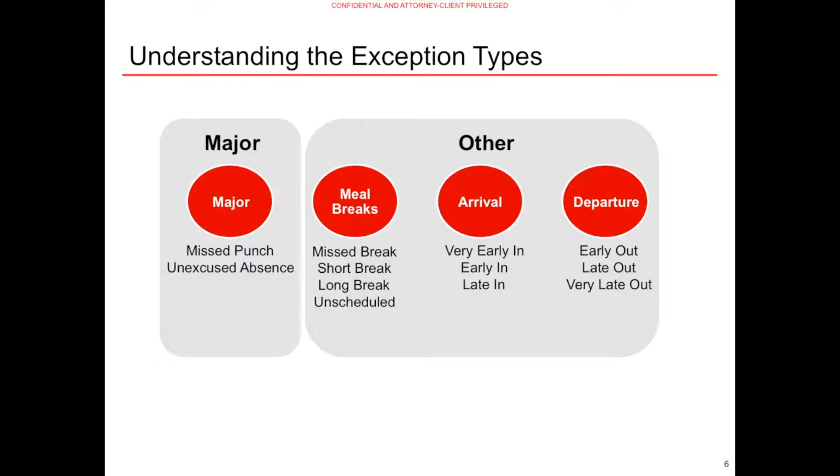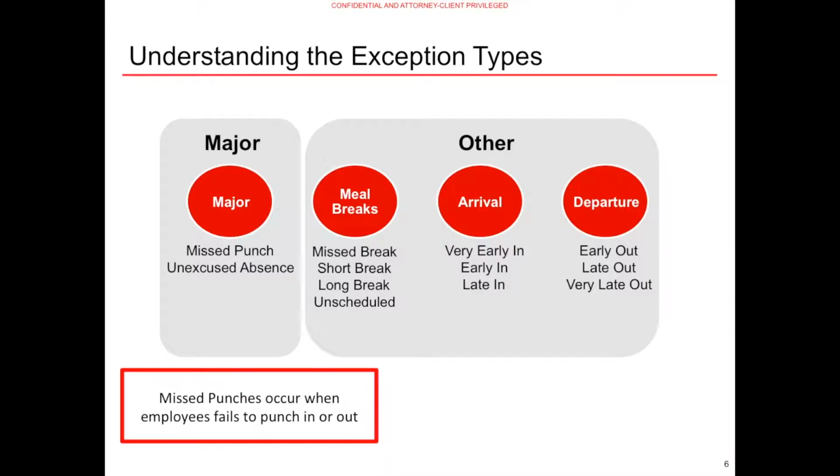The two types of major exceptions are missed punches and unexcused absences. Missed punches occur when an employee fails to punch in or out, such as at the start of a shift, in or out for a meal break, or at the end of a shift. Missed punches must be addressed prior to submitting payroll to ensure employees are paid properly.